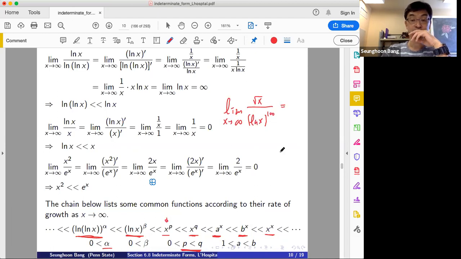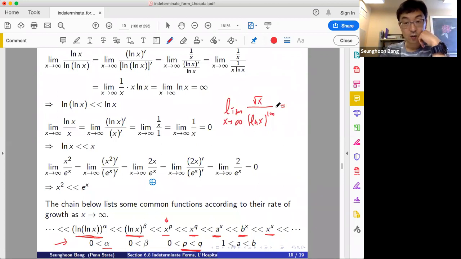What is the answer? Could you write your answer on the chatting board? So by using this chain, what is your answer? Which one is growing faster? If the top one is growing faster, the answer is infinity. If the bottom one is growing faster, the answer is 0. We have two possible answers, infinity or 0, in this problem.